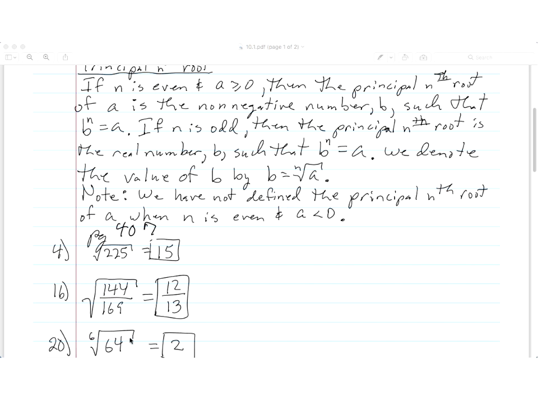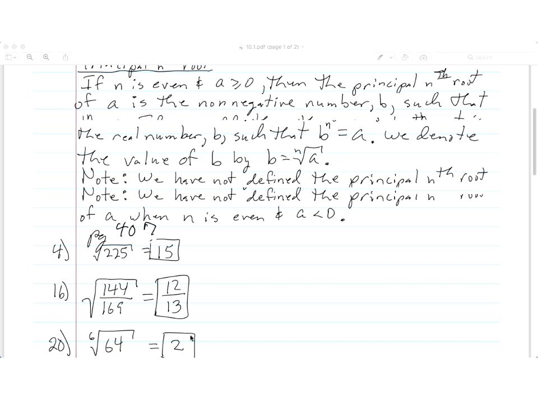Well, 2 times 2 times 2 times 2 times 2 times 2 is 64. 2 times 2, 4, times 2, 8, times 2, 16, times 2, 32, times 2, 64. 2 to the power 6 is indeed equal to 64. Therefore, the principal sixth root of 64 is 2.